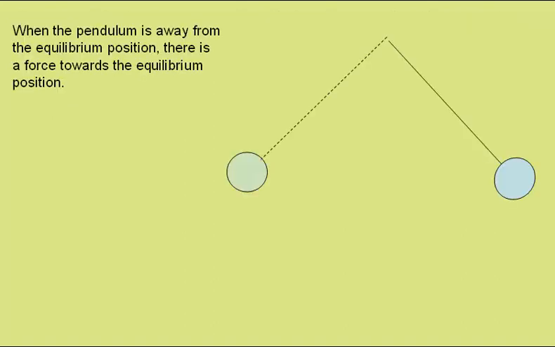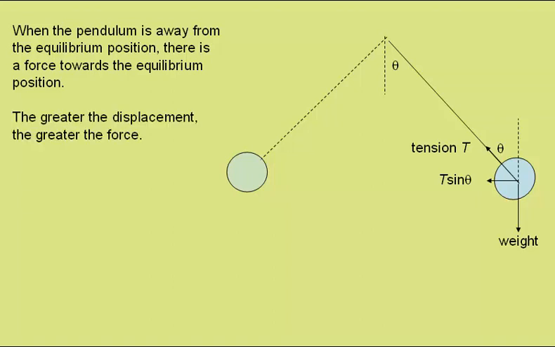When the pendulum is away from the equilibrium position, it experiences a force towards the equilibrium position. Let's see how. For this position of the pendulum here, the weight will act down. The tension will act along the string, and if this is angle theta, then this also will be angle theta, and there will be a component of the tension towards the center given by T sine theta. The greater the displacement, the greater the force will be. This force leads to an acceleration towards the center.